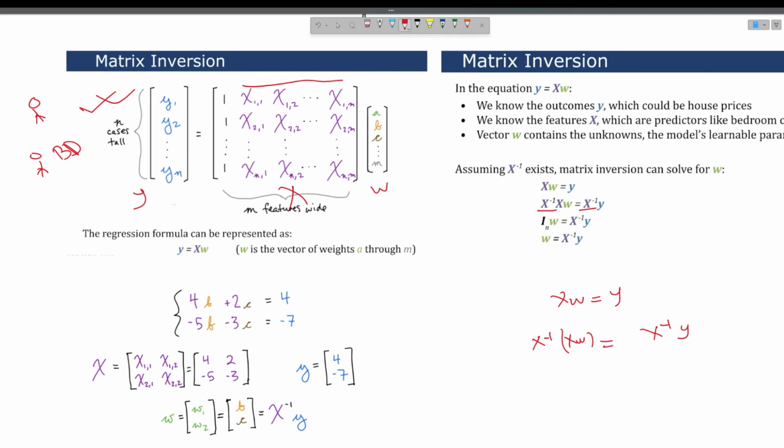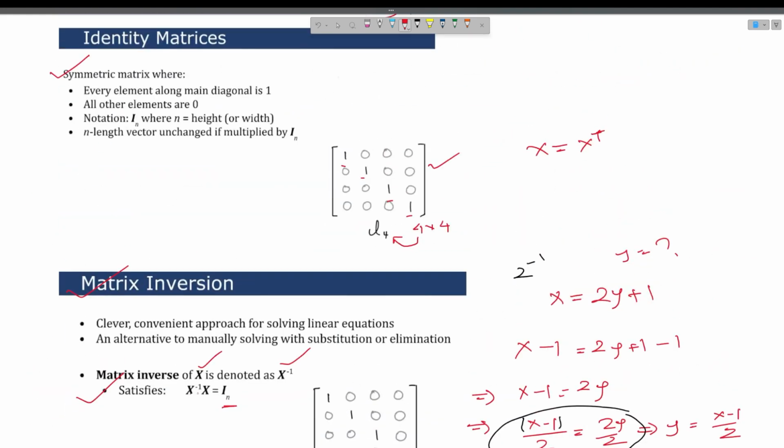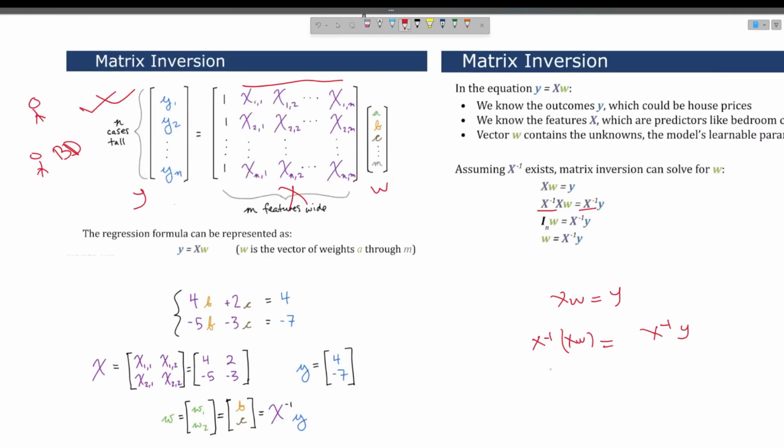Okay, great. Now we know X inverse and X. If we just multiply them, we should end up with an identity matrix, right? We have seen that. So we should have I, the identity matrix, and W, and then X inverse Y.